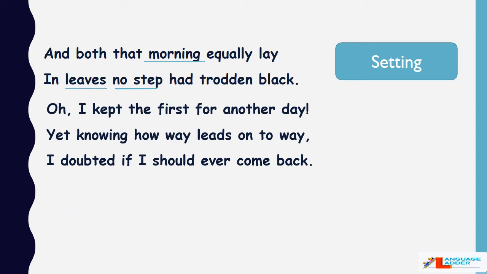Let's look at these lines once again. Oh, I kept the first for another day. He hopes that he will come back and take the first road some other day. Yet knowing how way leads on to way, I doubted if I should ever come back. So the poet initially thinks that he'll come back to the first road sometime in the future. However, he knows that it might be difficult for him to come back as one way leads to another.